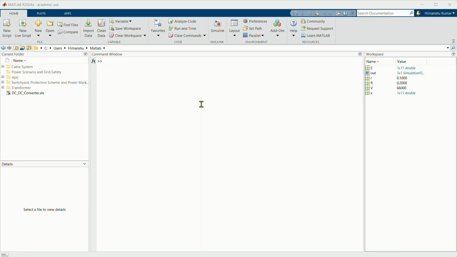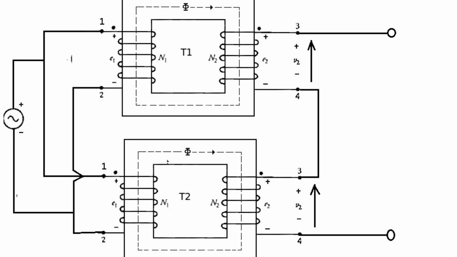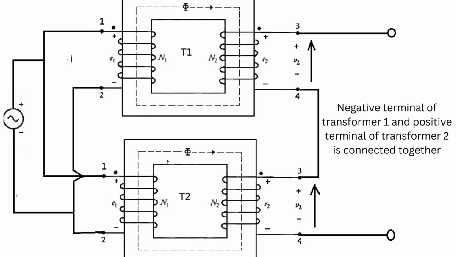First, let's briefly discuss what series operation of transformer entails. Basically, in a series operation, two or more transformers are connected in such a way that the secondary windings are in series with each other. This configuration is often used to achieve a higher voltage output than what a single transformer can provide.